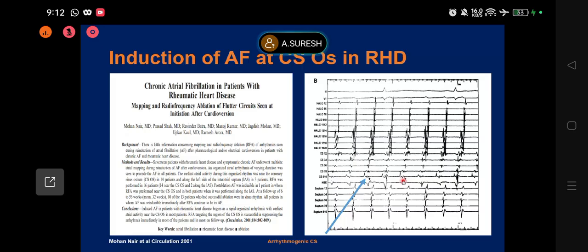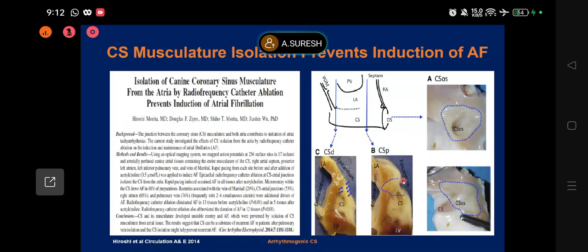What they attributed this to was that in rheumatic heart disease there are no muscular sleeves. They are replaced by inflammation and fibrosis, so the pulmonary vein sleeve could not be a trigger. Second, this subset of patients was on amiodarone, so that is the reason the pulmonary vein trigger could have been suppressed. So this was the reason given for why the pulmonary vein trigger was not seen in rheumatic heart disease in this paper.